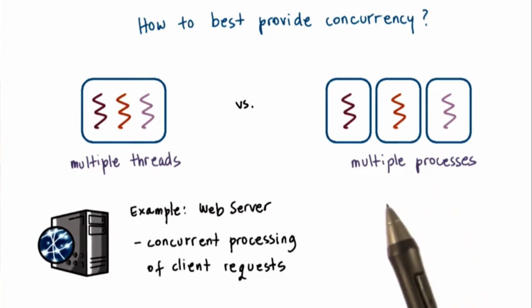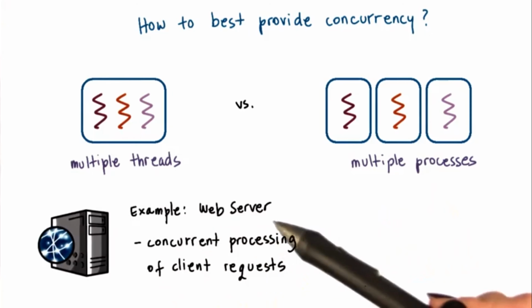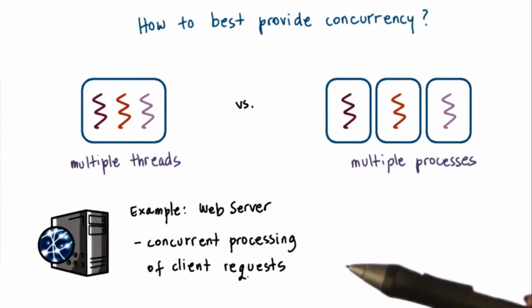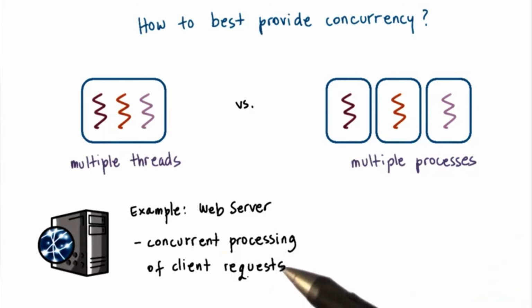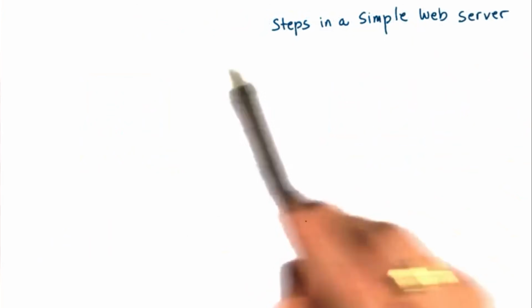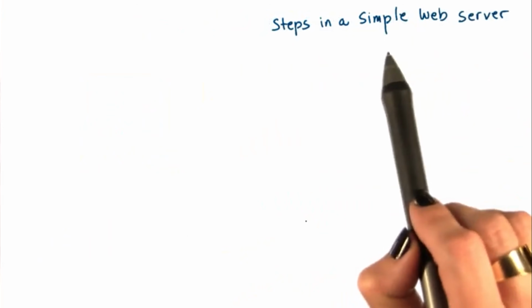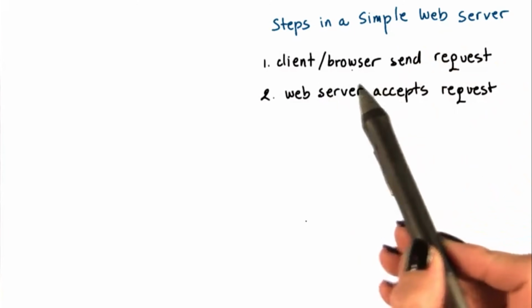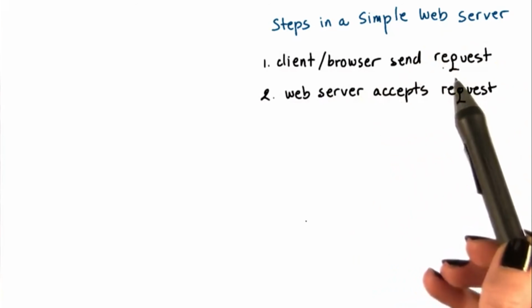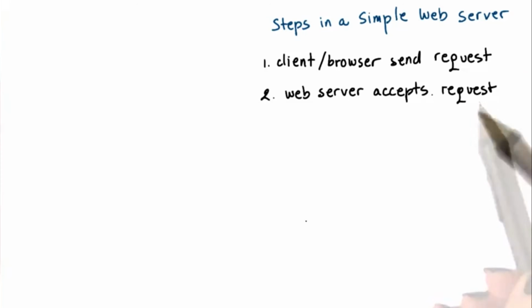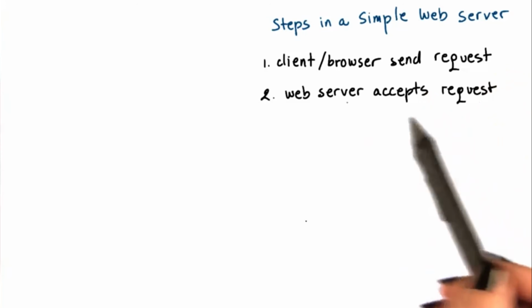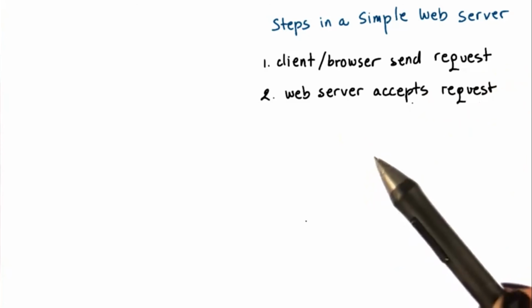To make the discussion concrete, we will do this analysis in the context of a web server. And for a web server, it's important to be able to concurrently process client requests. So that is the concurrency that we care for there. Before we continue, let's talk for a second about what the steps involved in the operation of a simple web server are. At the very first, the client or the browser needs to send a request that the web server will accept. So let's say this is a request to www.gatech.edu, and the web server at Georgia Tech needs to accept that request.